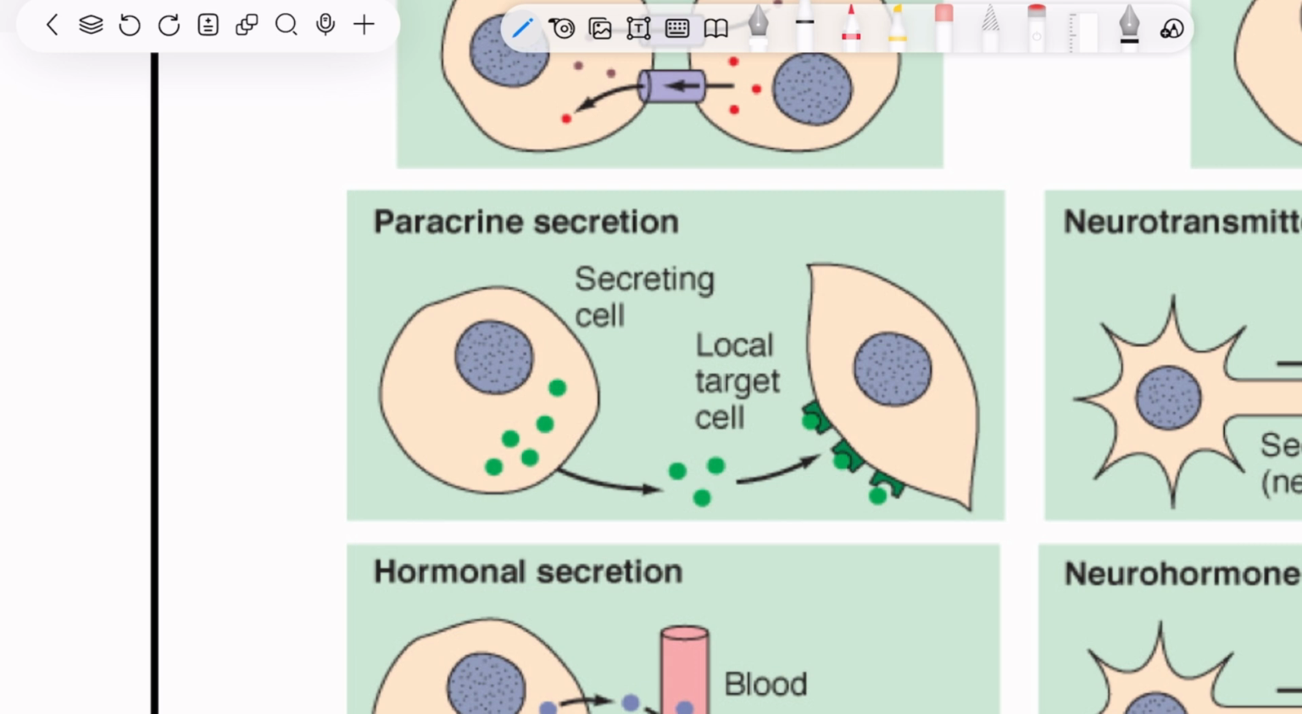This signal doesn't have to travel far, so it only affects the nearby cells and not the cells all over the body. Paracrine signaling is fast because the signal does not need to travel long distance.